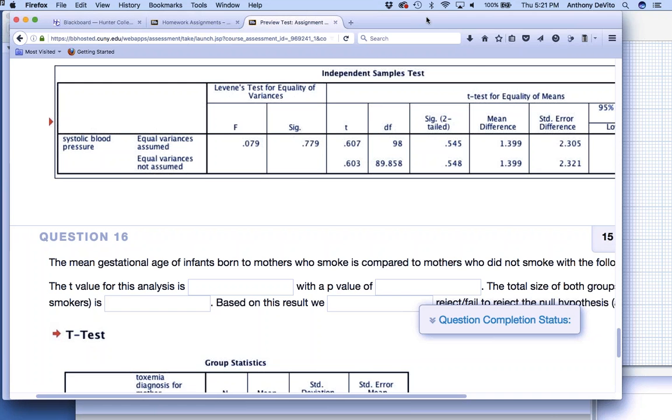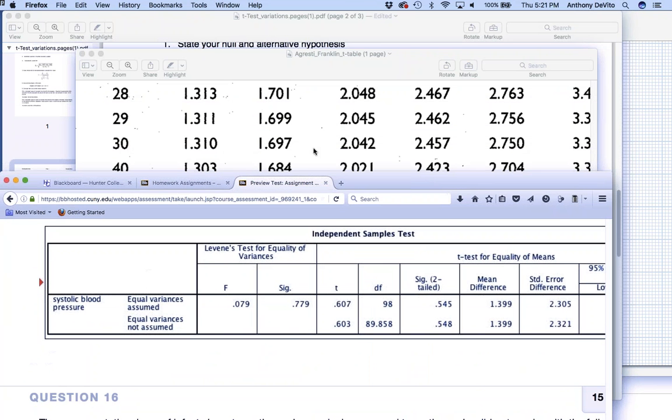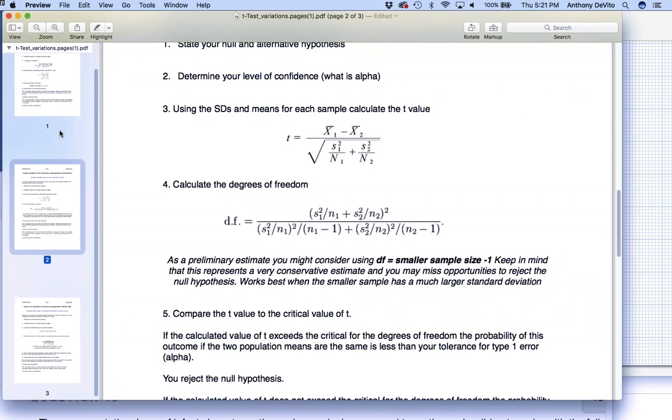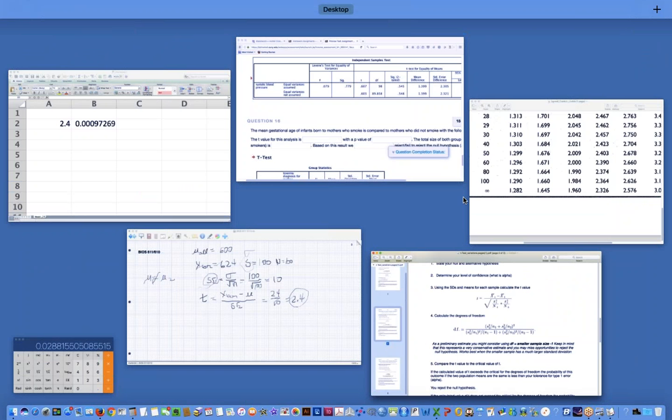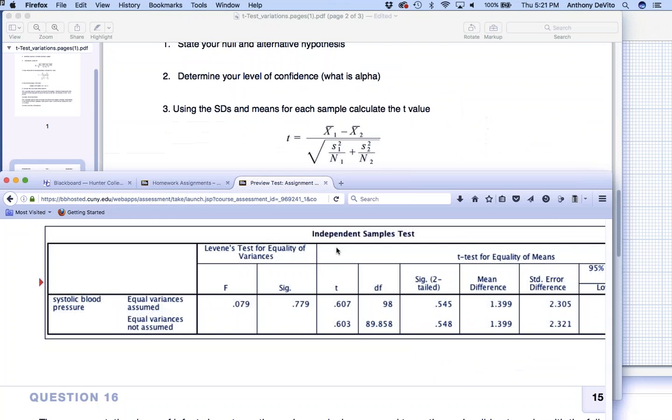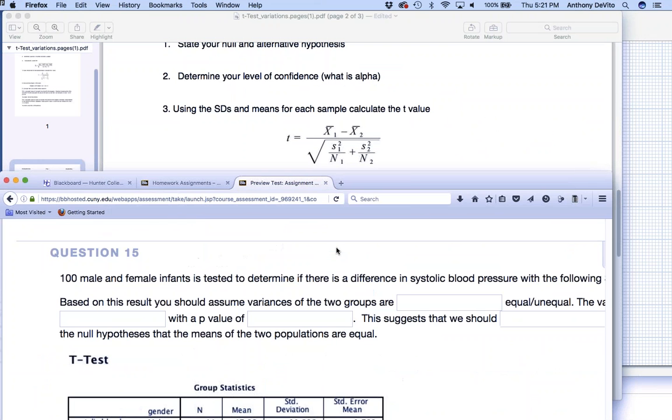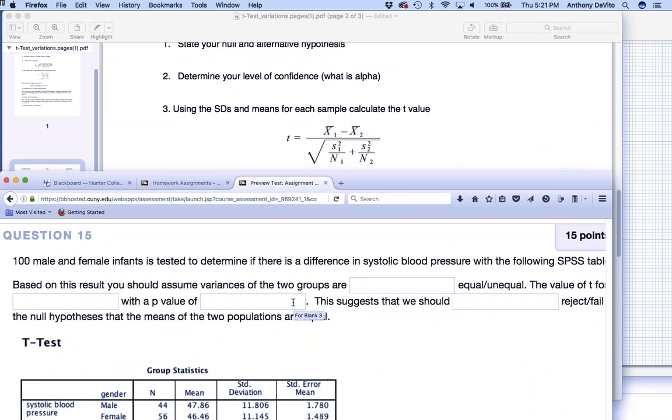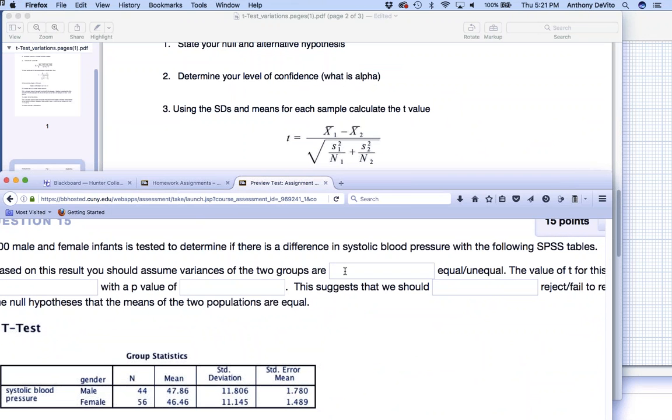So when the problem asks you, based on the null hypothesis, would you say that the variances of the two groups are equal or unequal? You would type in equal there, based on that Levene's test.